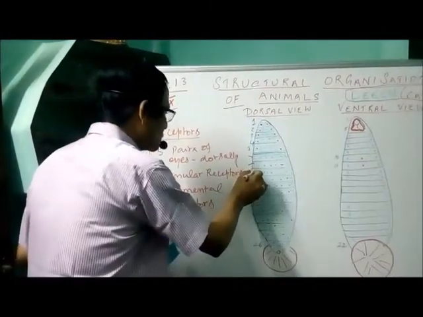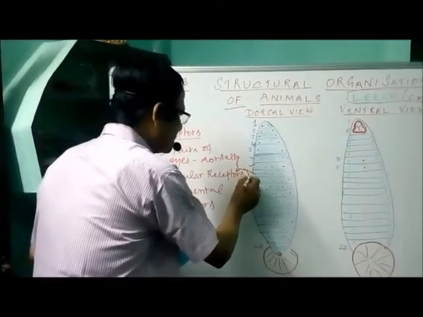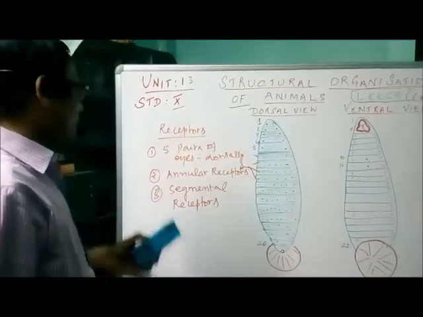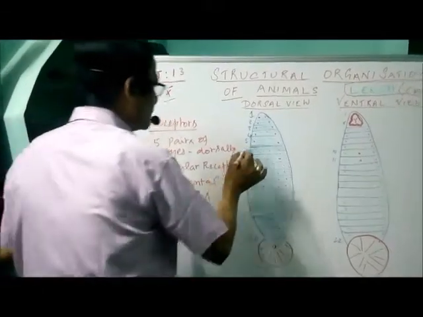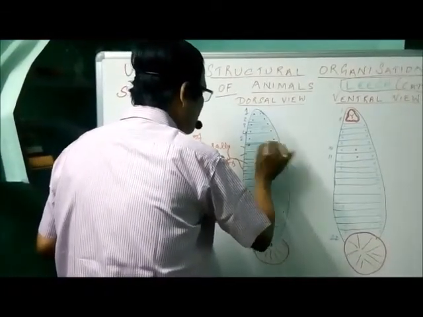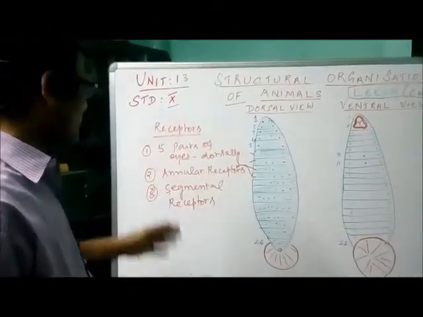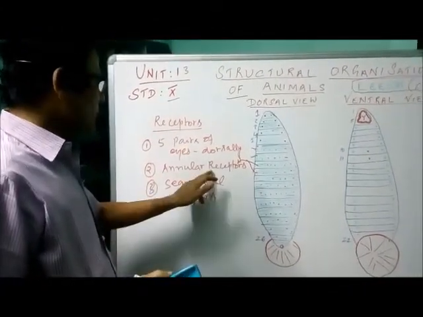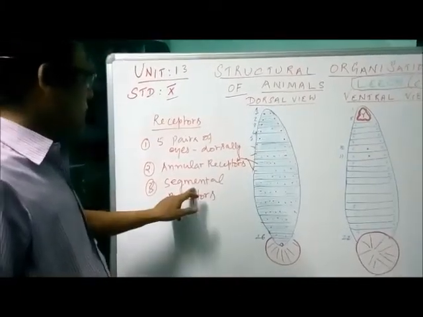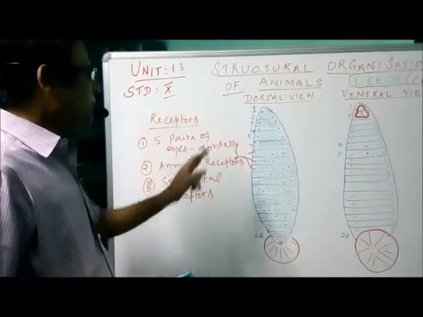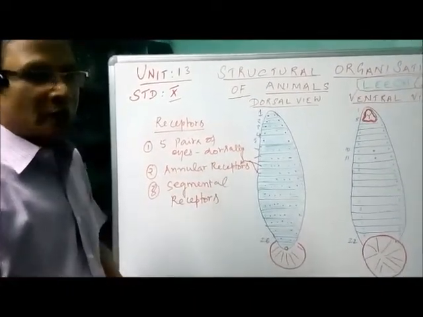What I represent as the dots, you see that one, these are all annular receptors. And segmental receptors are those receptors found in the first annulus of each segment. So annular receptors are present in all the annuli, whereas the segmental receptors are only a pair found in each segment, that too in the first annulus of each segment.